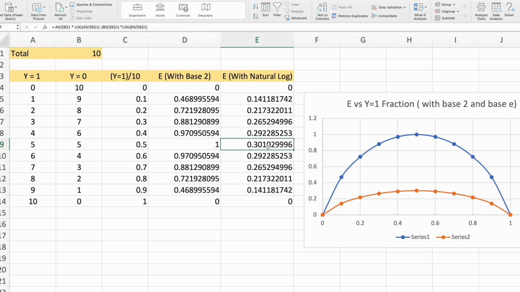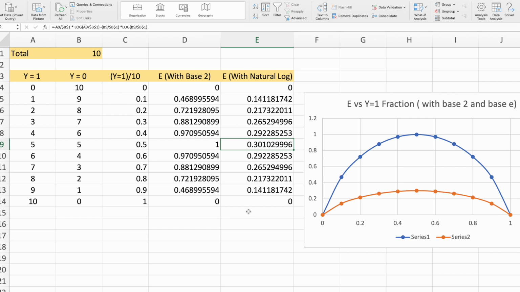But with the natural log, what value am I getting? 0.30, which is not very nice and round. That's the only reason why we are using base 2 instead of base e. There is no other reason. It will just be a different curve. It will still solve the problem, but this looks much cleaner and more beautiful.